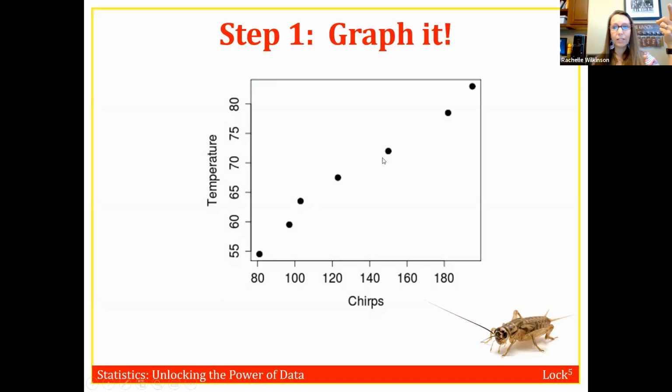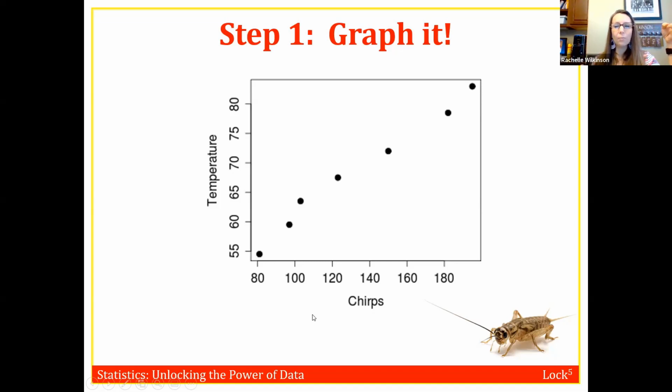Linear. Definitely looks linear. It would pass the fat hot dog test. In fact, it would probably pass the skinny hot dog test. It looks pretty good. Okay, what about direction? Positive. So as the chirp rate increased, so did the temperature outside. So it seems like those crickets are chirping a little faster when it's warmer outside. And what about strength? Yeah, this one's super strong. I mean, these points are almost lining up perfectly on a straight line. So this is a really strong relationship based on the data that we have here.